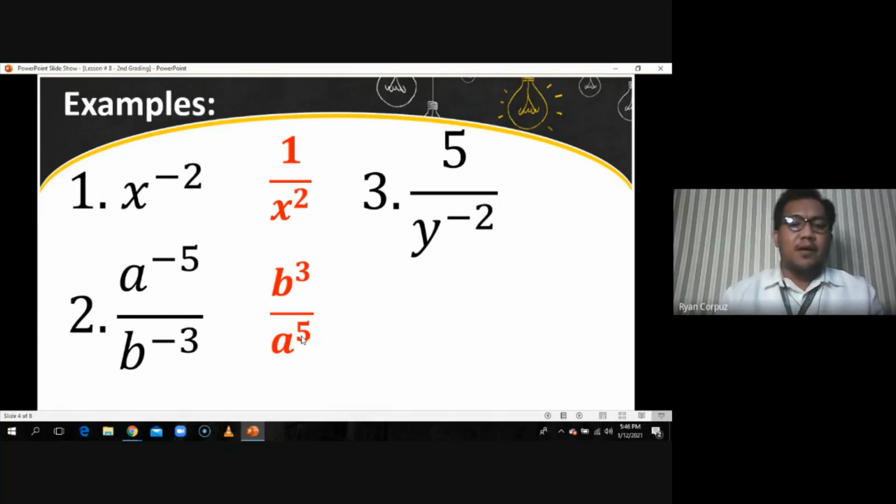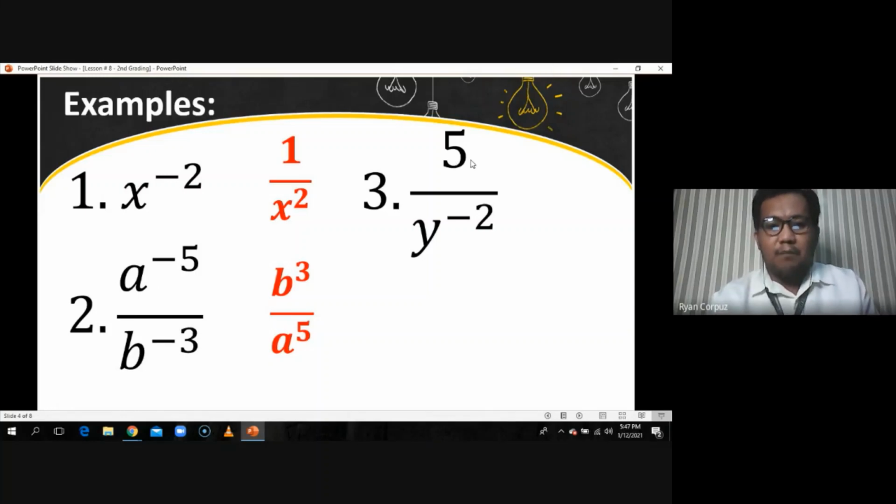So example number 3, we do have there 5 over y raised to negative 2. In that example, the one with the negative exponent is in the denominator part. Sabi natin, di ba? If you want to make a term with a negative exponent have a positive exponent, all you have to do is to interchange its position. So if it's on the denominator part, you have to move it on the numerator part. Pag nasa numerator, kailangan mong ibaba.